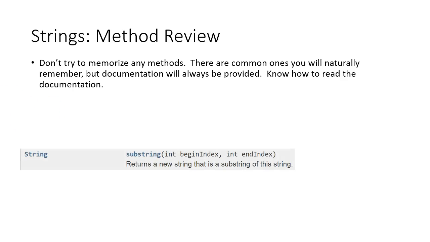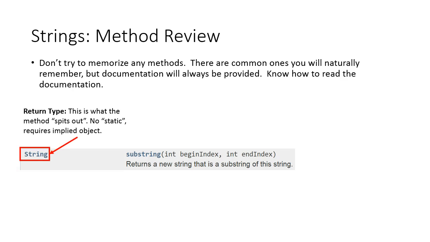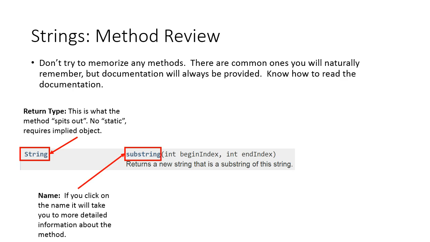So here's an example of a method in the string class. There's our return type. Since the word static is not there, we know we need an implied object, and we'll clarify what we mean by that shortly. So this method gives you back a string. That's the name of the method, so the name of the method is substring. Remember, in the documentation, if you actually click on that, you'll jump to a lower section in the page. It will give you a more detailed description and possibly an example.